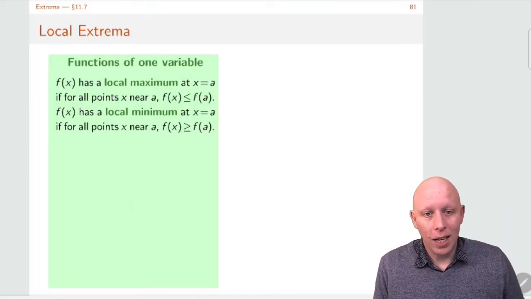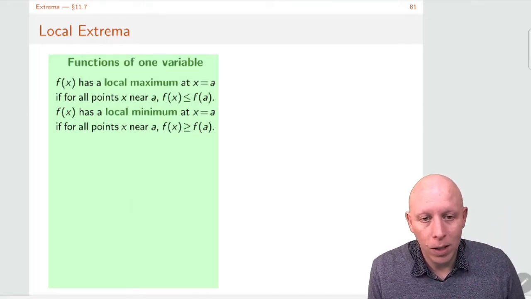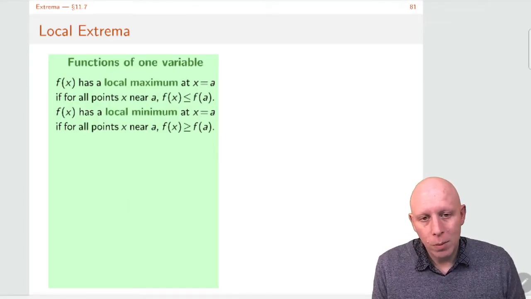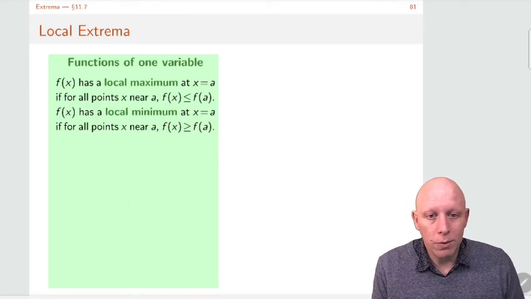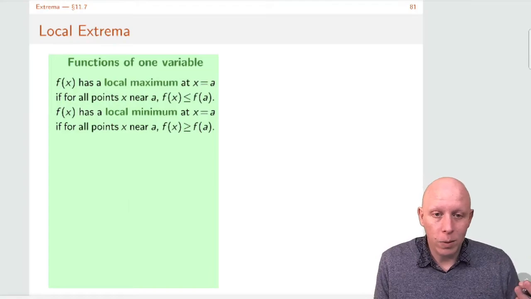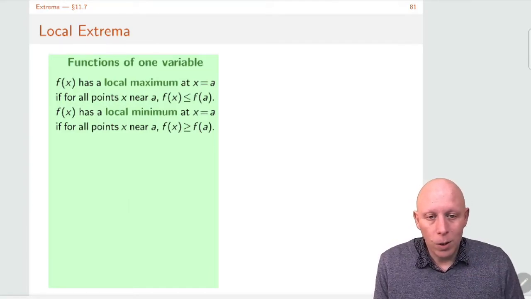Hi there. Today we're going to talk about optimization, which is really what most people use calculus for. So let's make sure we're comfortable with some of the definitions that we'll be using, and let's motivate the definitions in higher dimensions with our definitions that we're already comfortable with.